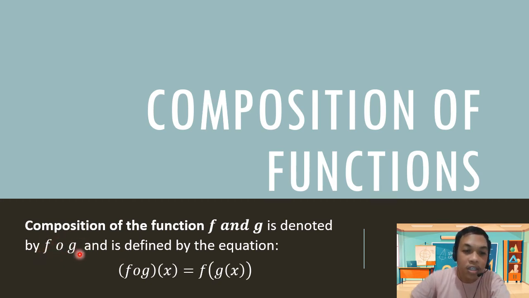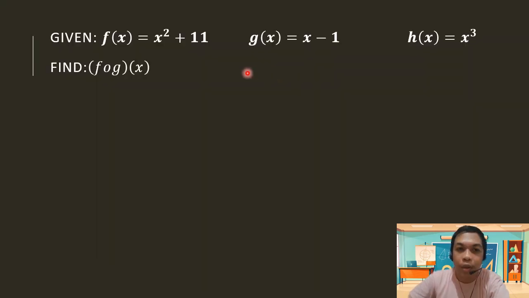F circle g is defined by the equation f circle g of x, or f of g of x. So in composition of functions, we are going to substitute one function into the other function, and it will result in another function again. So, for example, we have the following given functions.